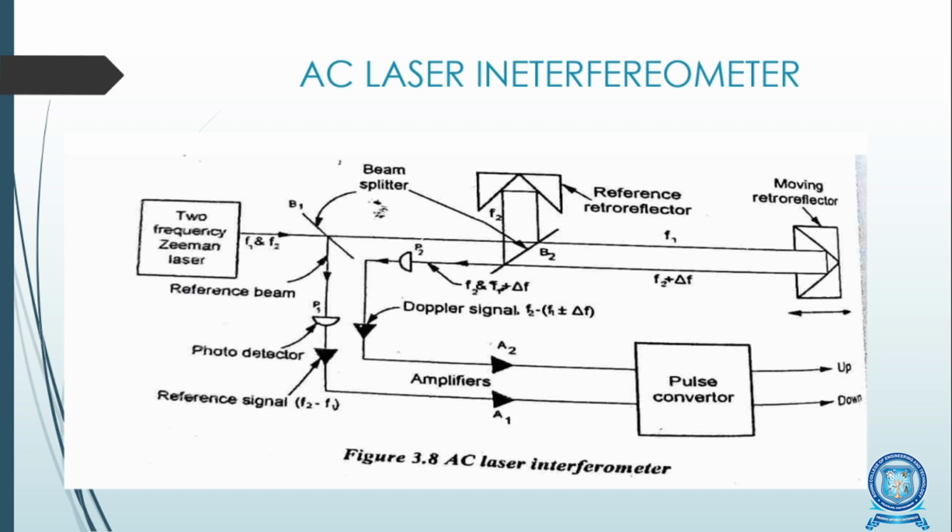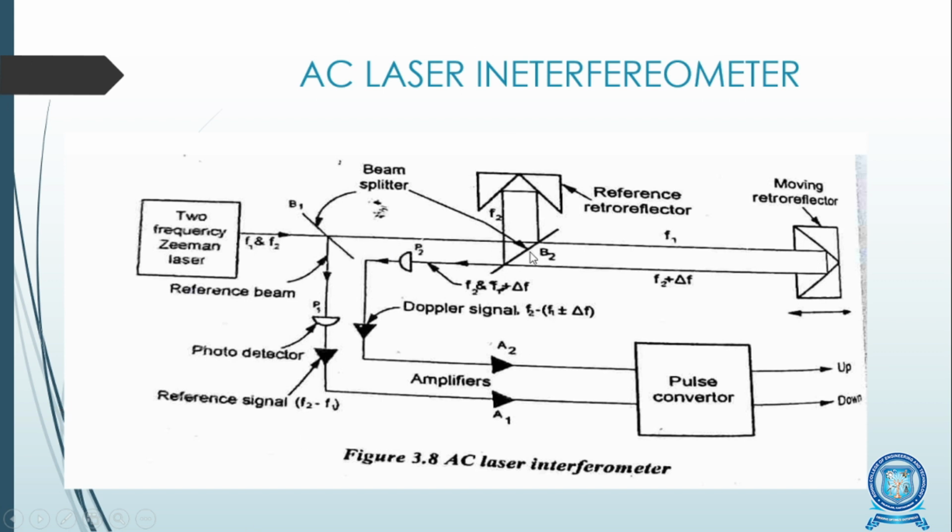These are the different parts of the AC laser interferometer and their usage. Okay, now what is the working of this AC laser interferometer? This two-frequency Zeeman laser produces the helium neon laser, and this polarized laser beam moves to beam splitter 1 and it splits the signal into 2. One is horizontal and the other one is vertical.